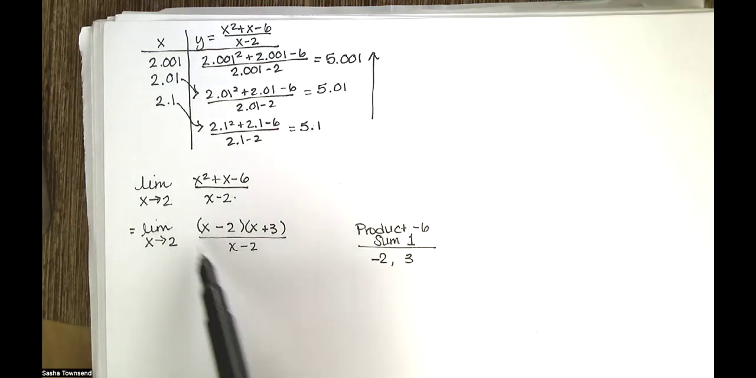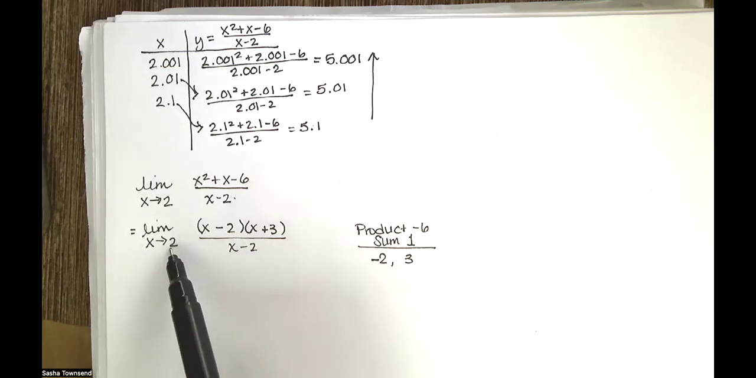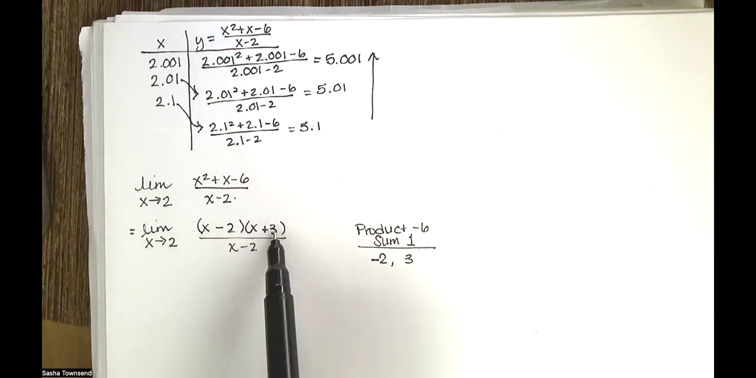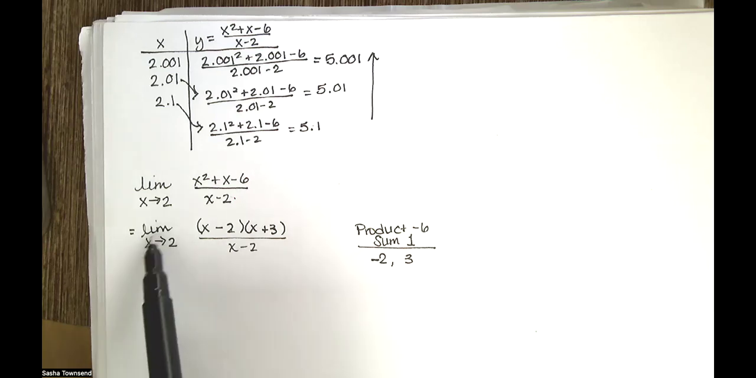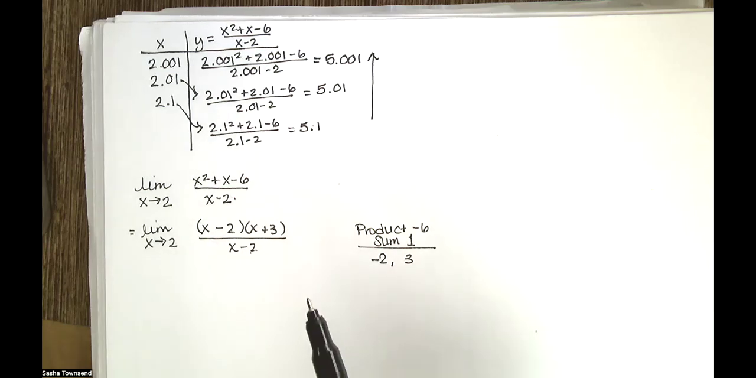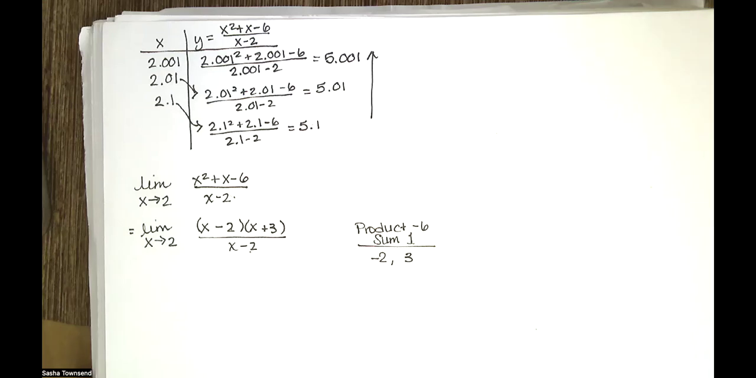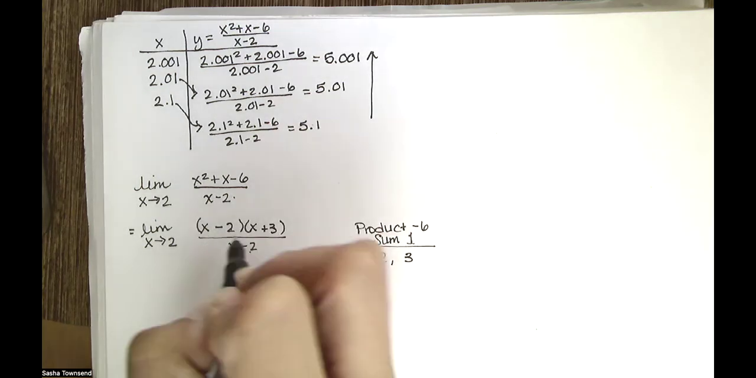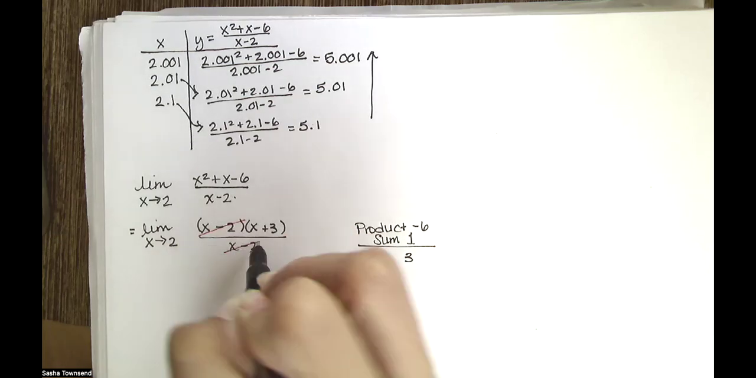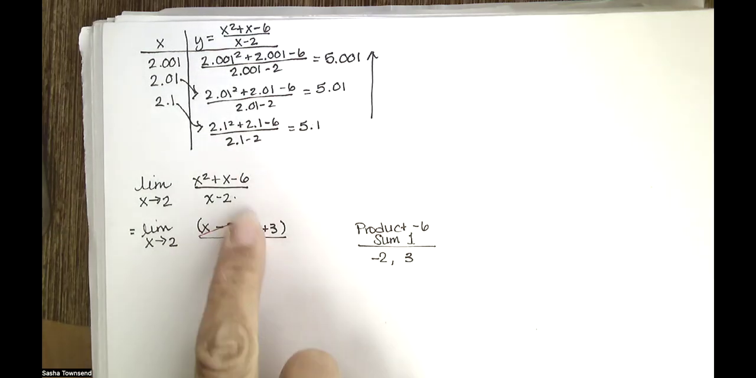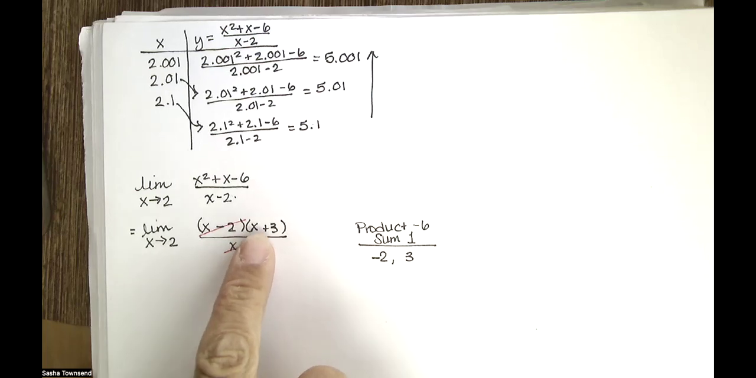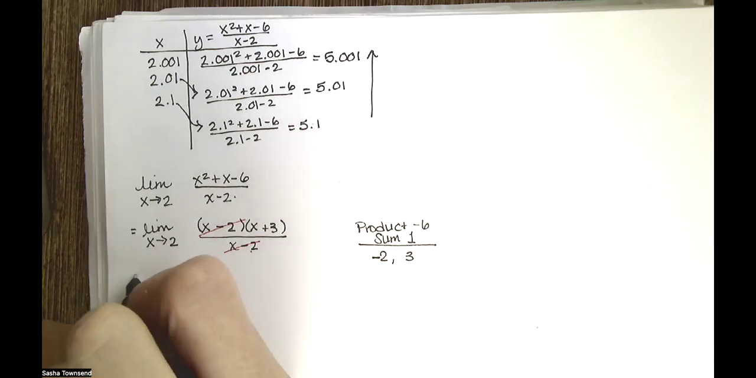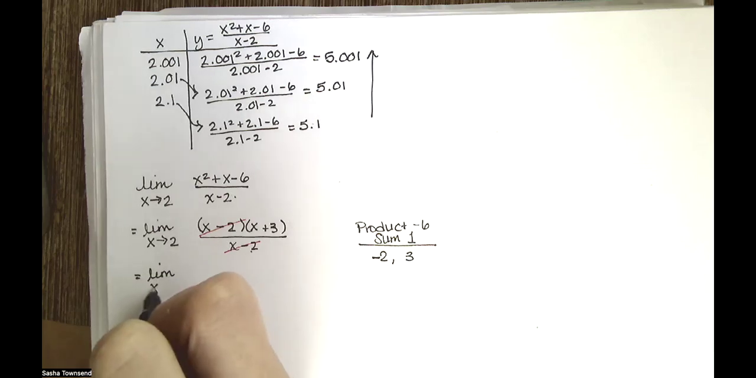And now we see why we have the 0 over 0 problem, because if we plug in x equals 2 here, we have a 0 times a 5. And then if we plug in x equals 2 in the denominator, we have a 0. So this is a 0 over 0 indeterminate form, but this function is very similar to another, very closely related function. So this function has a cousin, and that cousin is the function x plus 3. And those two functions are going to have the same limit.